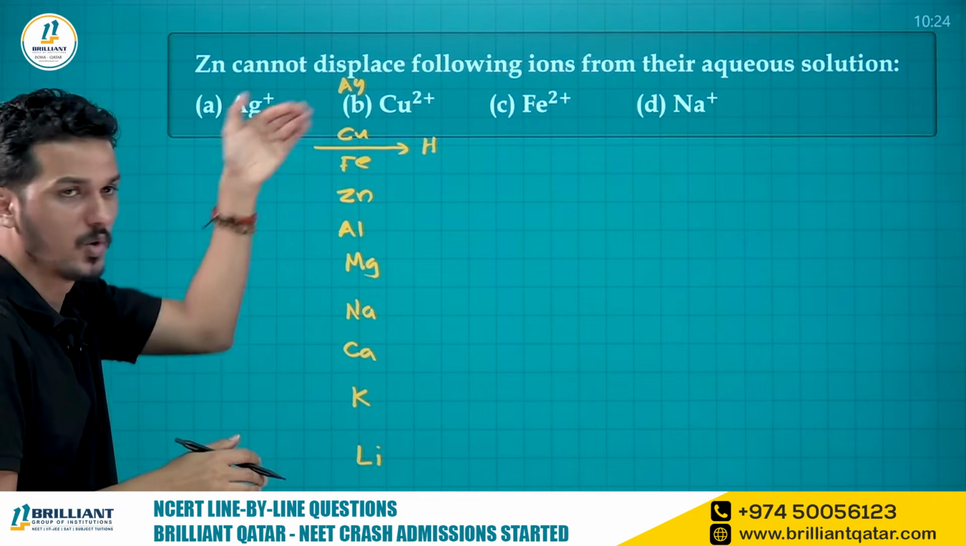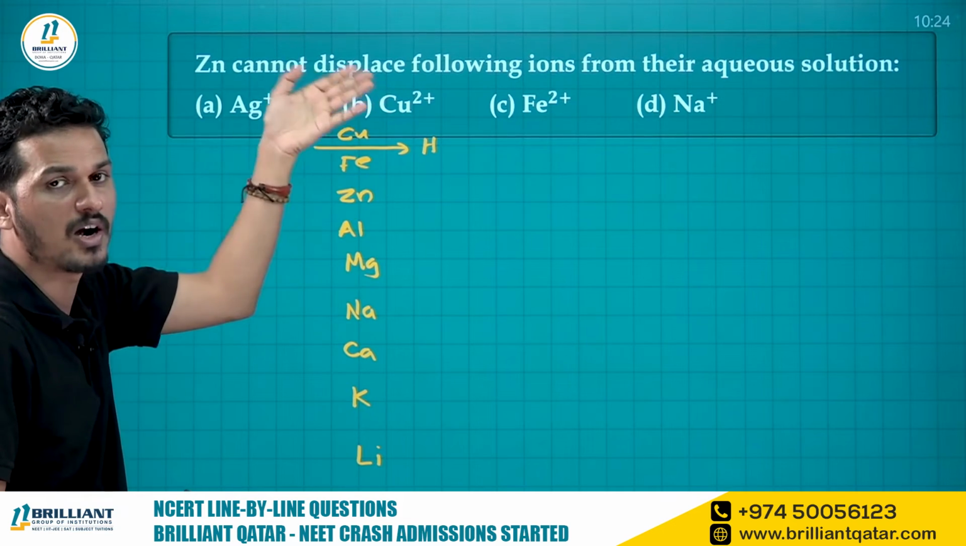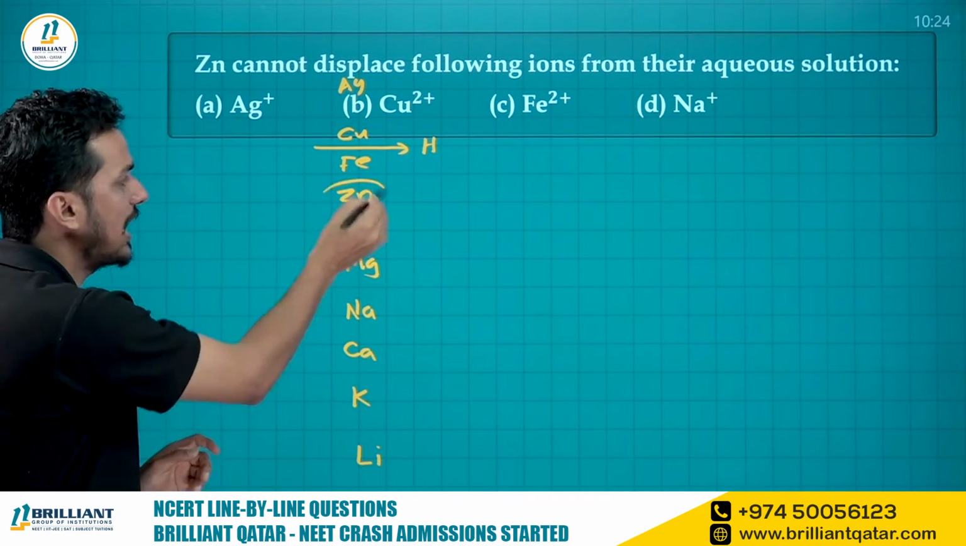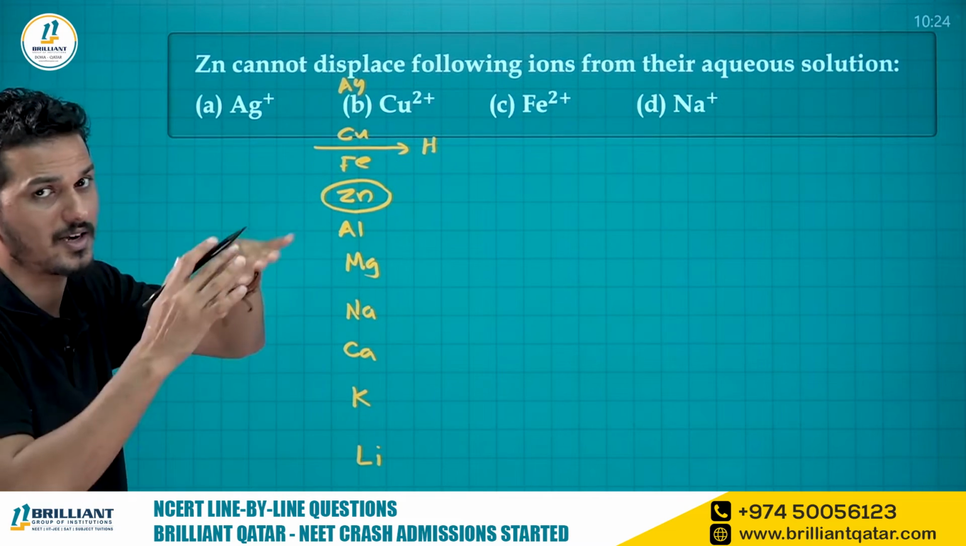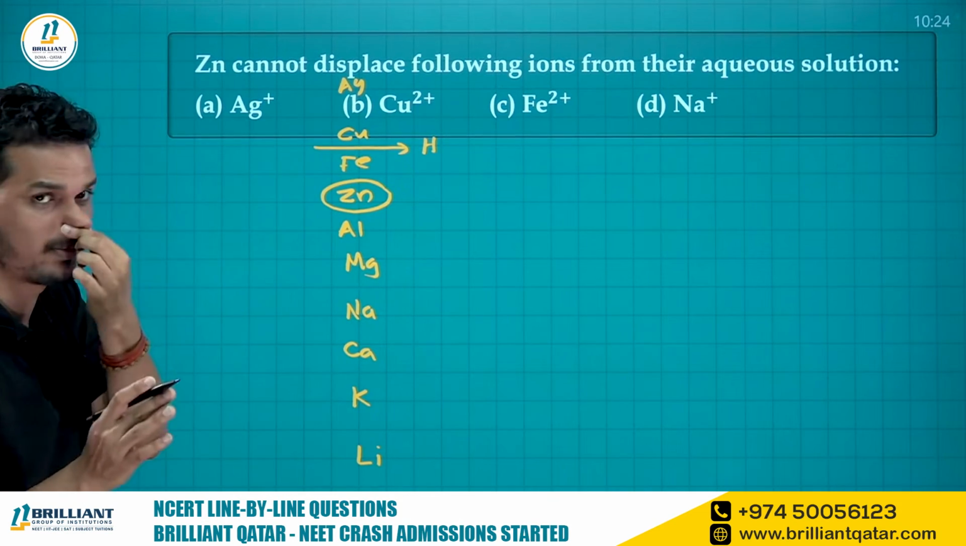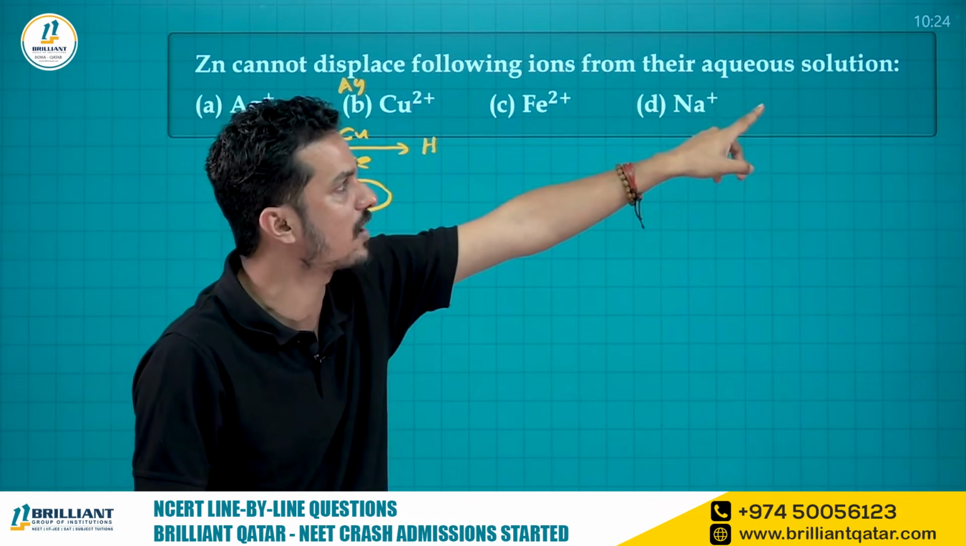The one below can displace the one above from its solution. So zinc can displace iron 2+ as well as copper, silver, etc. Hydrogen also they can displace. Here the question is: zinc cannot displace which of the following ions from their aqueous solution?